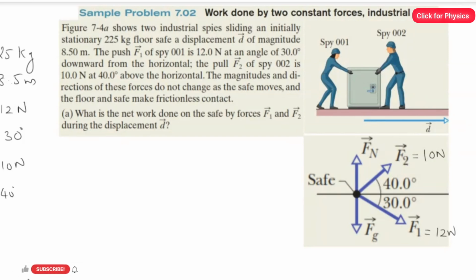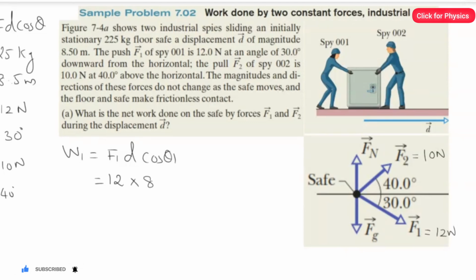So for that we have to use the rule W equals F d cosine theta. I have to use this formula for these two forces. Let's apply this formula for the first force, W1 equals F1 multiplied by d cosine of theta 1. Now I substitute the values. F1 is 12 Newton multiplied by the displacement 8.5 meter multiplied by cosine of theta 1, which is 30 degree. When you multiply all these, we get the answer 88.33 joules. So this is the answer for W1.